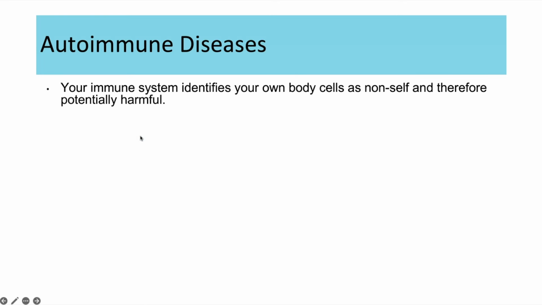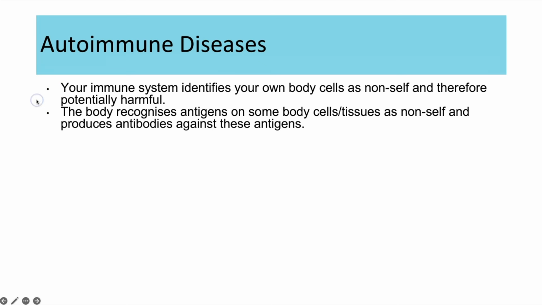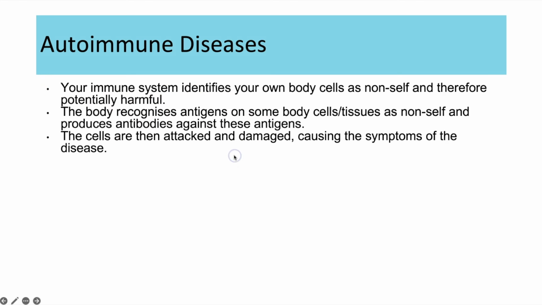So next we have a look at autoimmune diseases, and this is when your immune system identifies your own body cells as non-self and therefore assumes they're pathogens and potentially harmful. The body recognizes antigens on some body cells or tissues as these non-self antigens, and therefore it starts to produce antibodies against these particular antigens on those body cells.